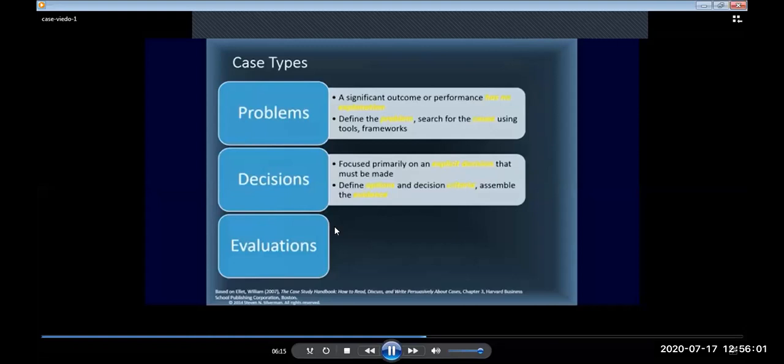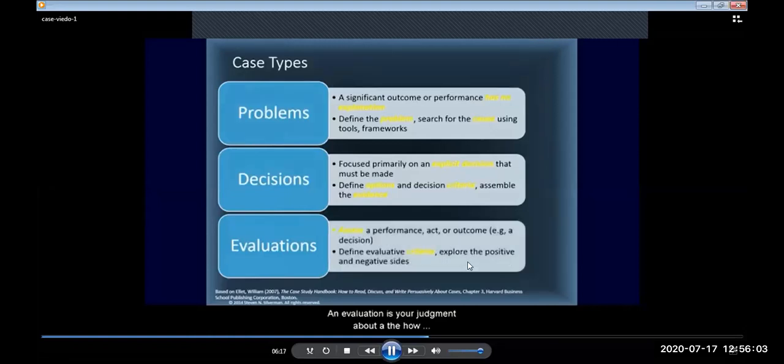Evaluations. An evaluation is your judgment about how well a particular act or outcome turned out. For example, evaluating a particular decision that has already been made. Develop your own criteria to apply in judging the situation. These may come from within the case, business discipline frameworks, etc. Evaluate both the positive and negative sides of a situation to offer a view from both perspectives.